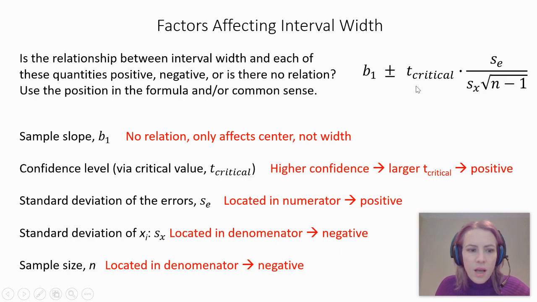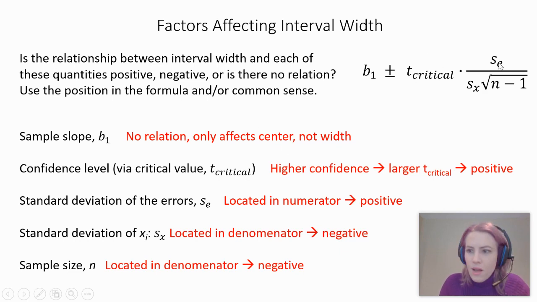All right. So the confidence level is going to affect the width the same way that it always does. If we want to be more confident, the interval has to be wider. So a 99% confidence interval would have a larger T critical value, causing the margin of error to get larger, so the whole interval gets larger.